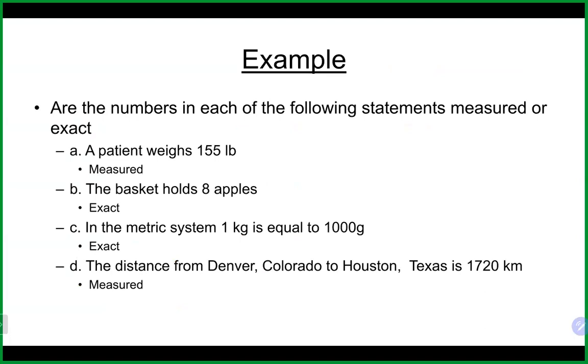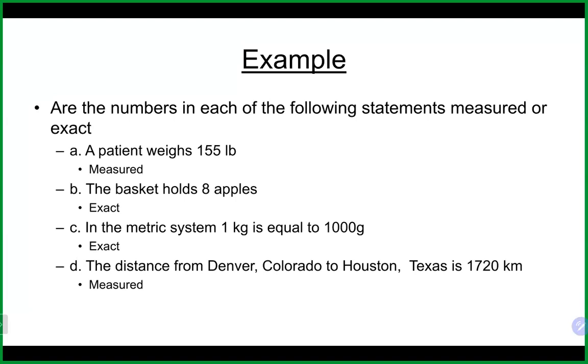All right, so this is measured and exact. A patient that weighs 155 pounds, that would obviously be something that you would measure, which means it's got 3 significant figures in that case. A basket holds 8 apples, that definitely is something that you would just count, and that would be an exact number, which basically means it could have as many sig figs as you like. 1 kilogram, 1,000 grams, that is a metric to metric conversion, which means it would be an exact number as well.